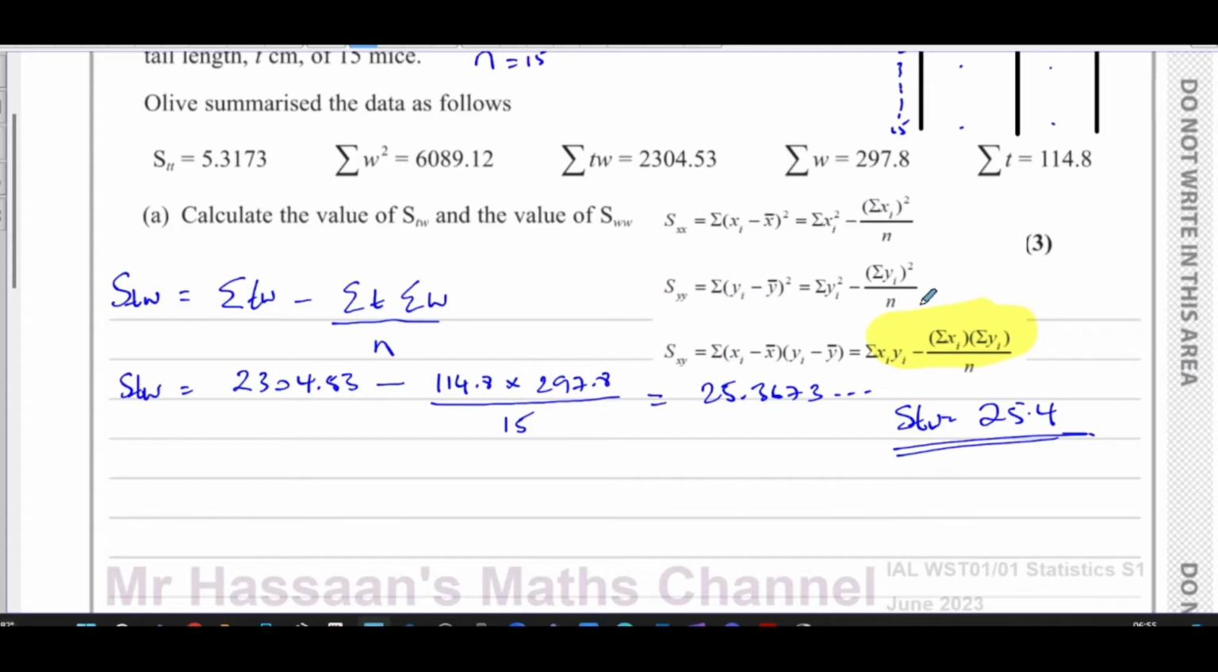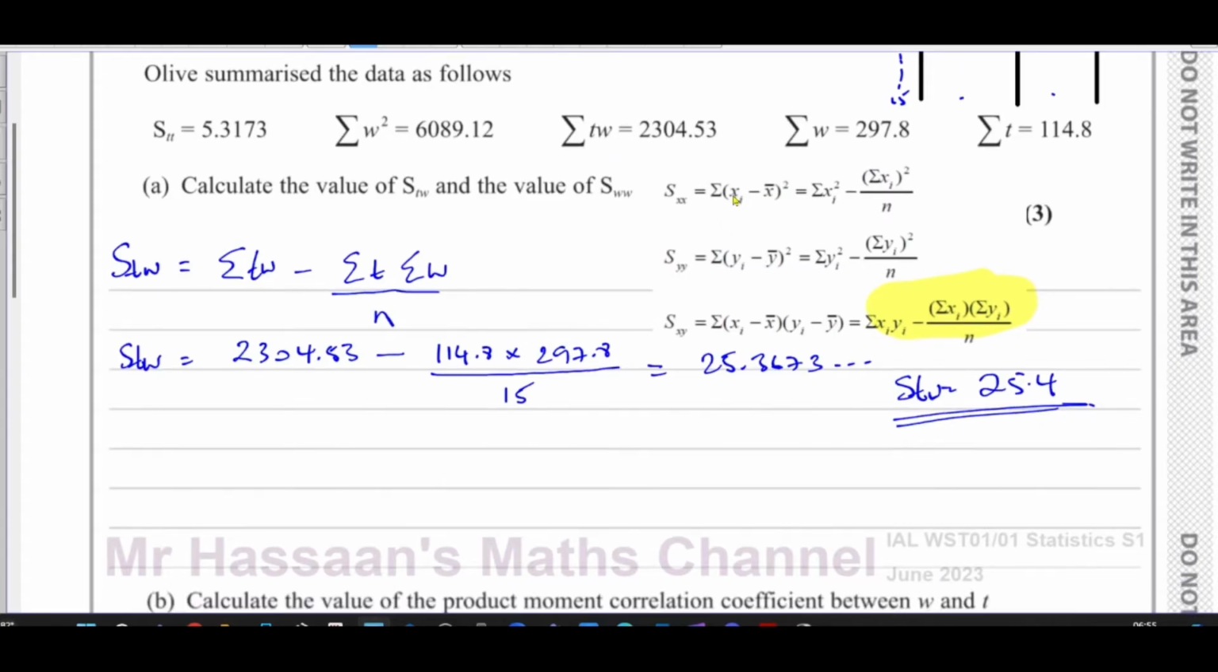We have to also find SWW. So for SWW, we're going to use, for example, SYY. We'll use this. Okay, so we're going to have the sum of W squared, which we have, minus the sum of W, which is then squared. That's the difference. There's a difference between these two. Okay, they're not the same.